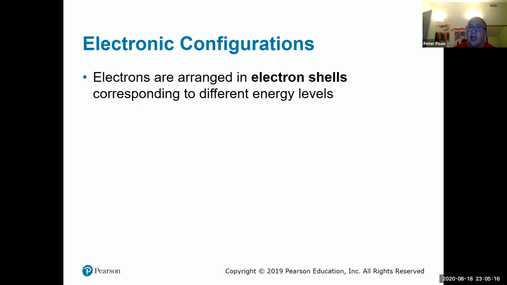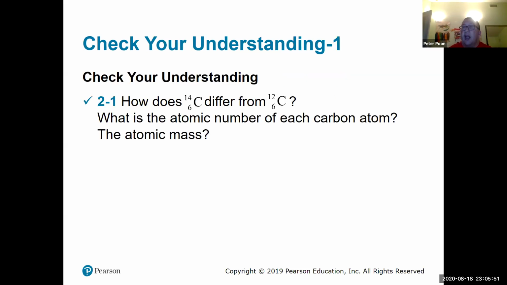Electrons are arranged in electron shells corresponding to different energy levels. Each shell has a different energy level. Electrons would like to be at the lowest energy level, and they form shells. So if I take a nucleus and add 1 electron, it goes to the first shell. The second electron goes to the first shell. The third electron goes to the second shell. The 4th, 5th, 6th go to the second shell. And then on to the third shell, 4th shell, and so on. We'll get to what that actually means in a little bit.